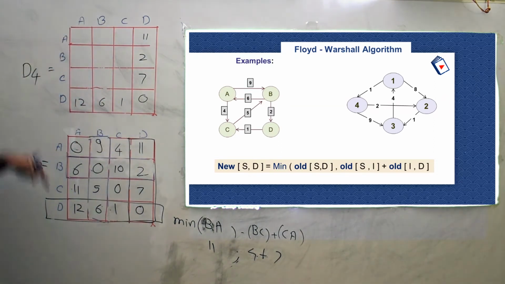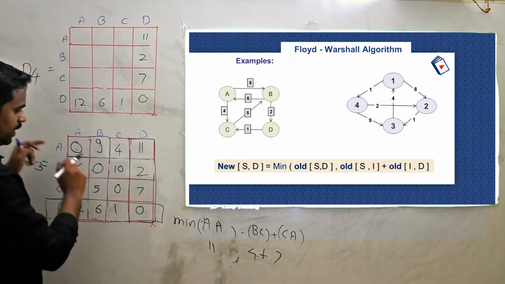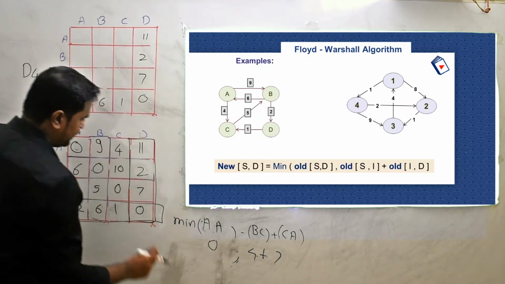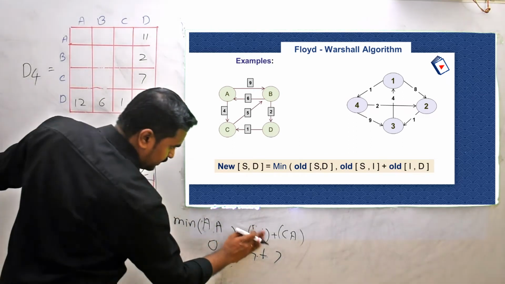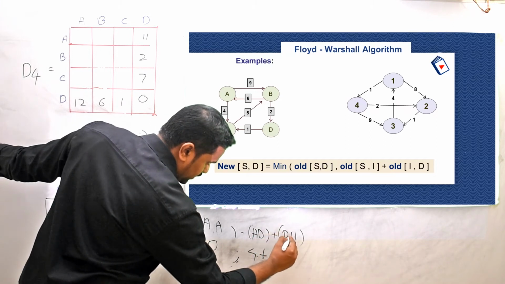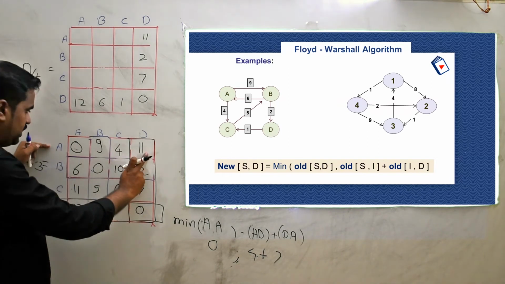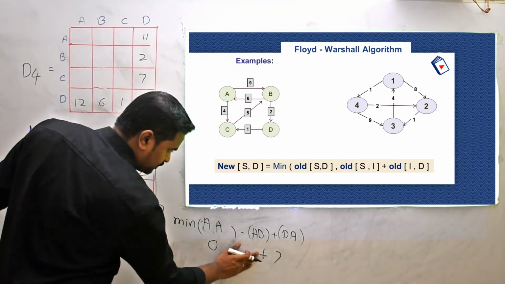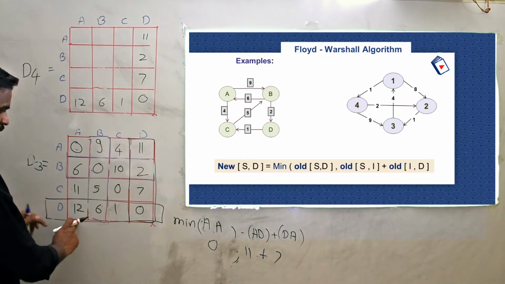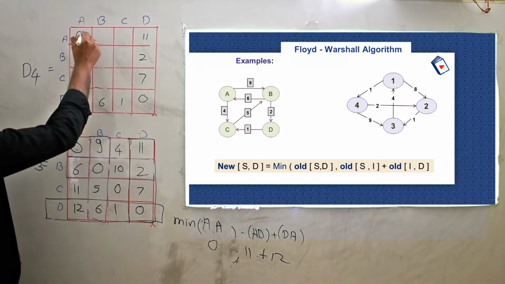कैसे? This particular value A to A. How can I calculate? A to A direct value, that is nothing but 0, and then A to D and D to A. A to D and then D to A. What is the value of A to D? A to D is 11 plus D to A is 12. Okay, then of course it is 0.